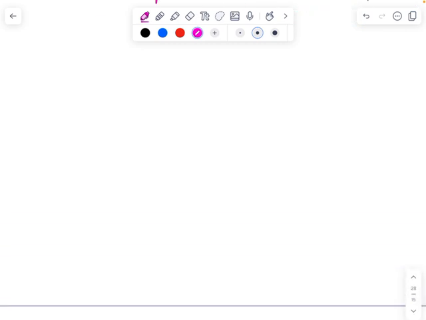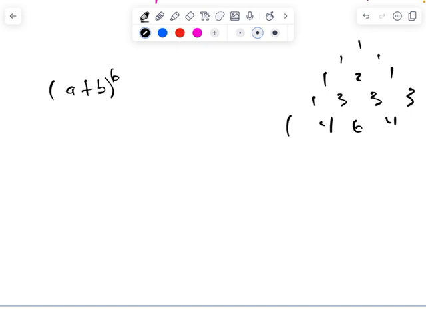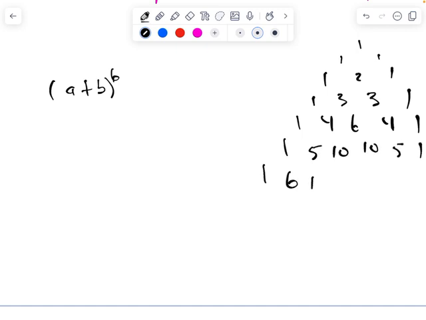And now we are in a good position to solve something like a plus b to the 6th. Instead of doing this the long way, we're going to follow the pattern: 1, 1, 1, 1, 2, 1, 1, 3, 3, 1, 1, 4, 6, 4, 1. Oh yeah, I did that wrong. So we've got 1, 4, 6, 4, 1. We've got 1, 5, 10, 10, 5, 1. We have 1, 6, 15, 20, 15, 6, 1.